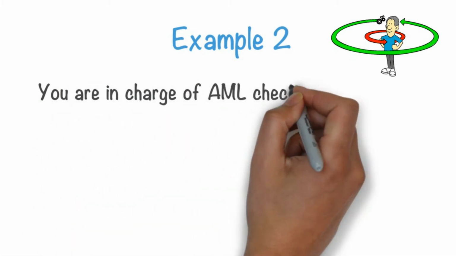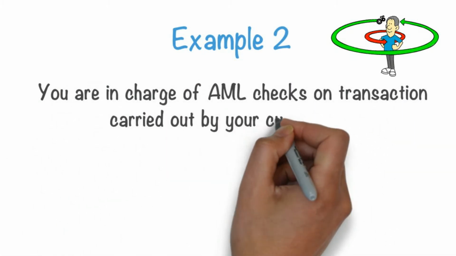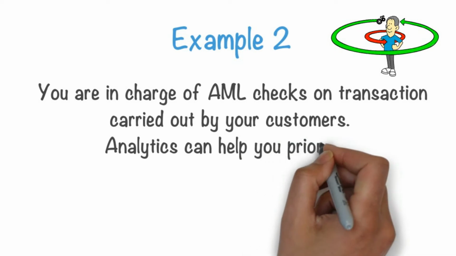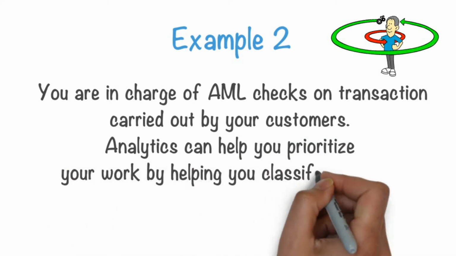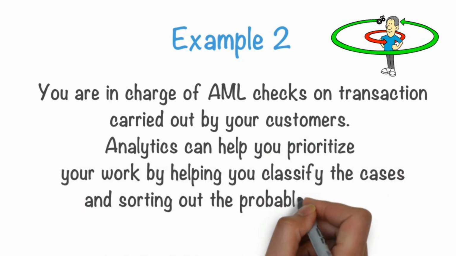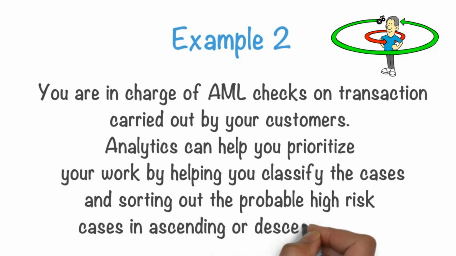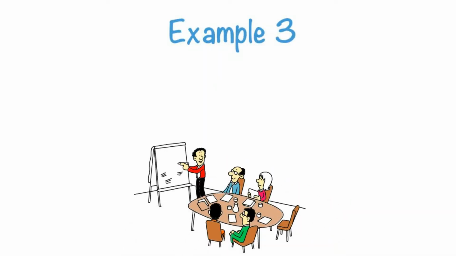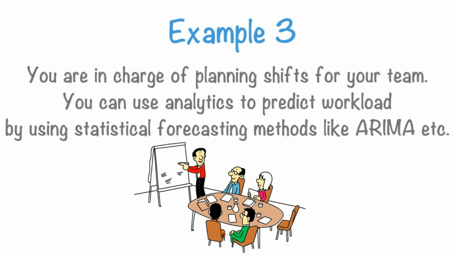Example 2. You are in charge of AML checks on transactions carried out by your customers. Analytics can help you prioritize your work by helping you classify the cases and sorting out the probable high-risk cases in ascending or descending order. Example 3. You are in charge of planning shifts for your team. You can use analytics to predict workload by using statistical forecasting methods like ARIMA, etc.